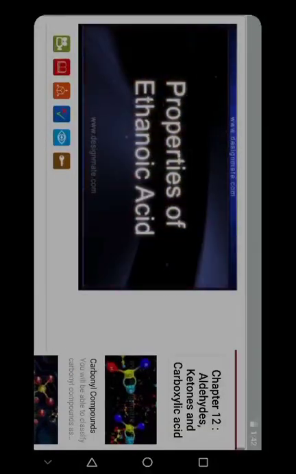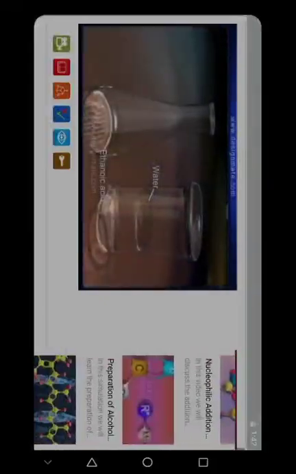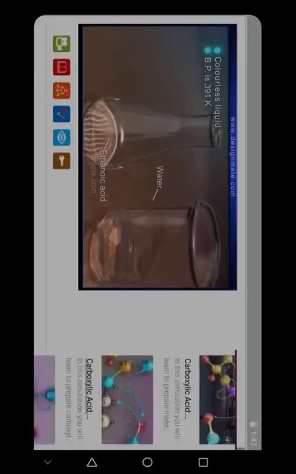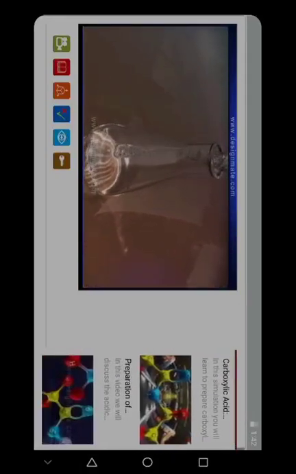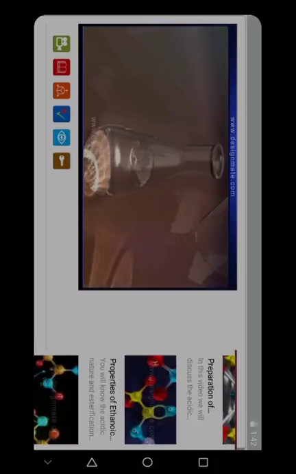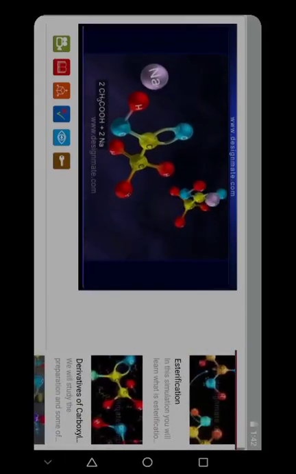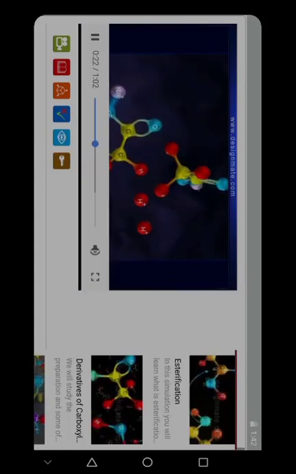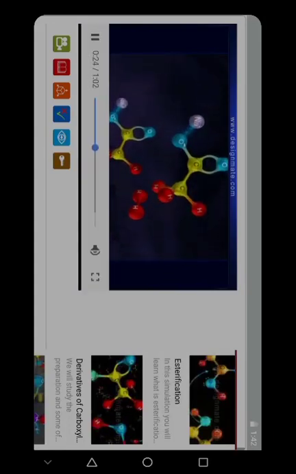Properties of ethanoic acid. Ethanoic acid is a colorless liquid. Its boiling point is 391 Kelvin. It is miscible in water in all proportions. Ethanoic acid reacts with sodium. Due to this reaction, sodium ethanoate and hydrogen gas are formed.